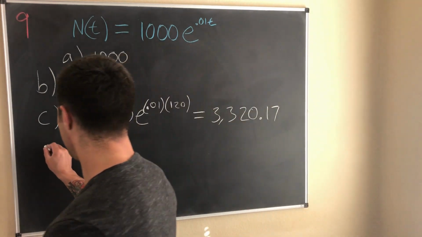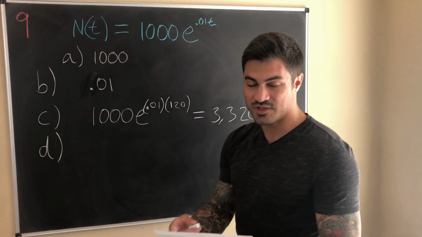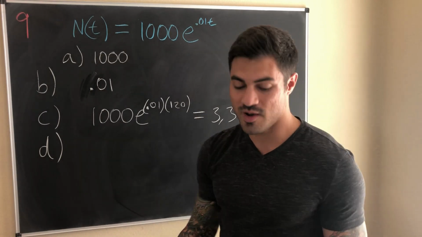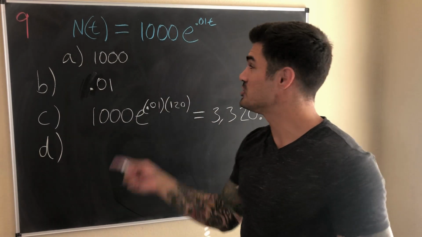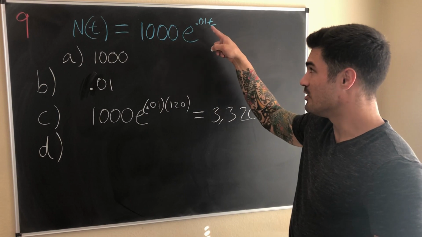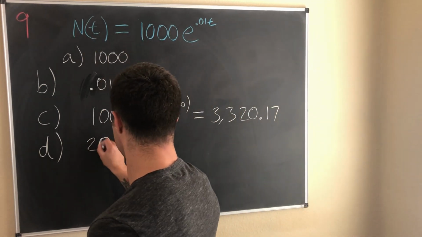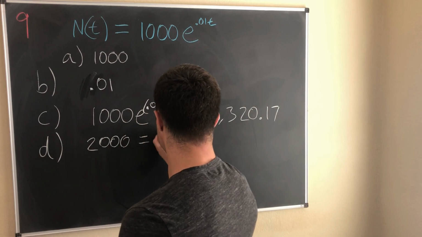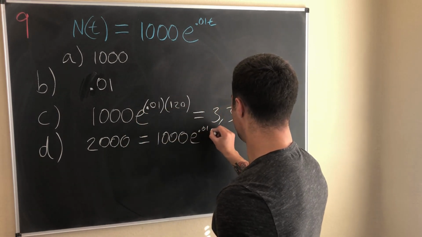It's that simple. For part D, we're going the opposite way. Now we're asked to find a time. How long will it take for the population to double? So remember, the initial amount was 1,000. That means that's the initial population when time is 0, right? So the population is 1,000 when our time is 0. We're looking for that to double, right? So we want to set 2,000 equal to 1,000 e to the 0.01 t.